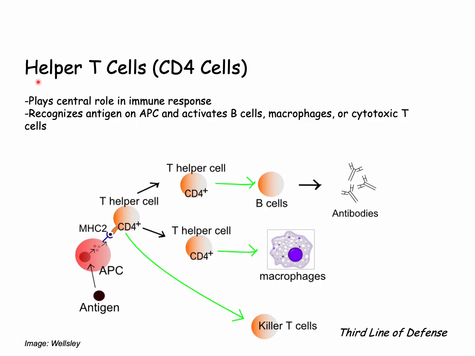All right, first off, we have our friends, the helper T cells, or CD4 cells. So called because they have CD4 receptors on the surface of the cell. This is actually the receptor that HIV binds to in order to infect these cells. As I've mentioned before, helper T cells play a central role in the immune response. They're really important for activating both humoral and cell-mediated immunity. Helper T cells are going to recognize antigens on APCs, or antigen-presenting cells, and then those antigen-presenting cells are going to activate B cells, macrophages, and also what we're interested in right now, cytotoxic T cells.